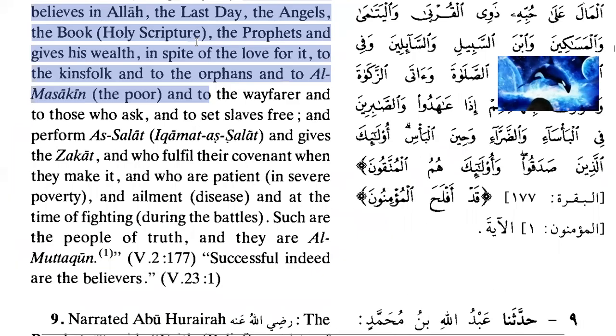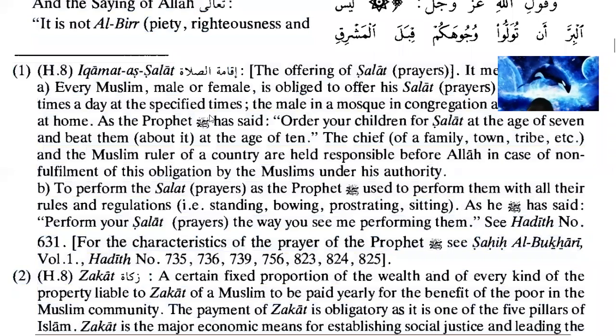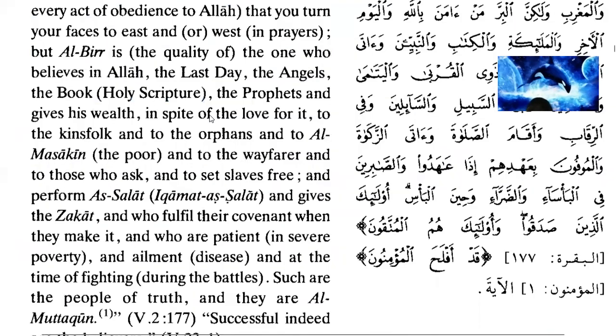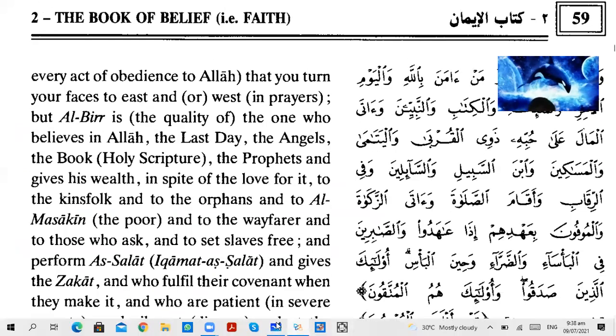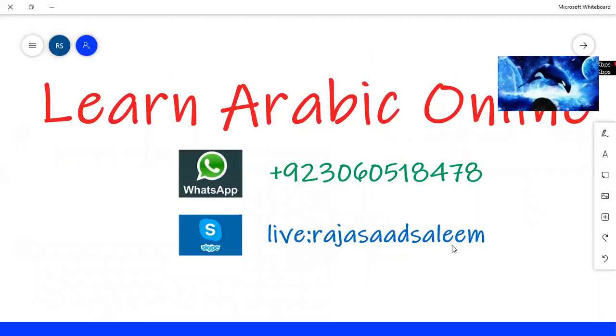What happened? I lost everything. Then who fulfill their covenant, who are patient. Let me write it for you. What is a muttaqi person?